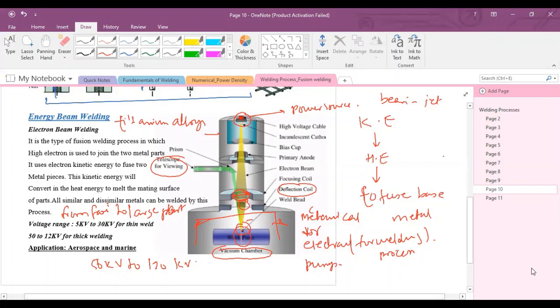In the next topic, we will study plasma arc and laser beam welding.